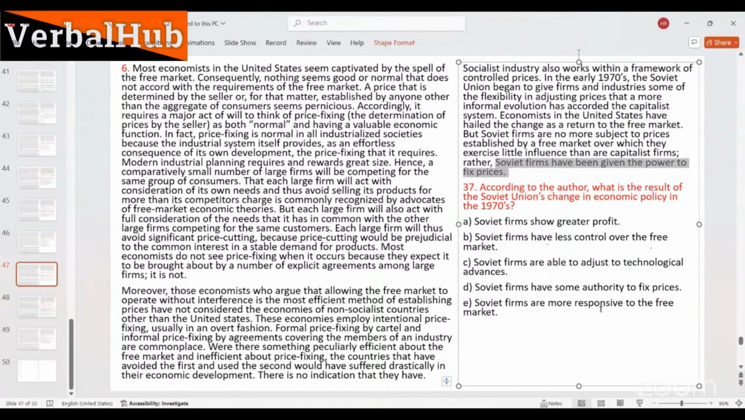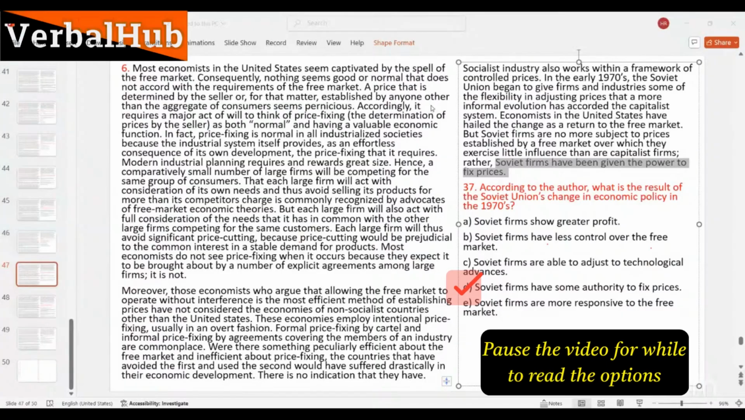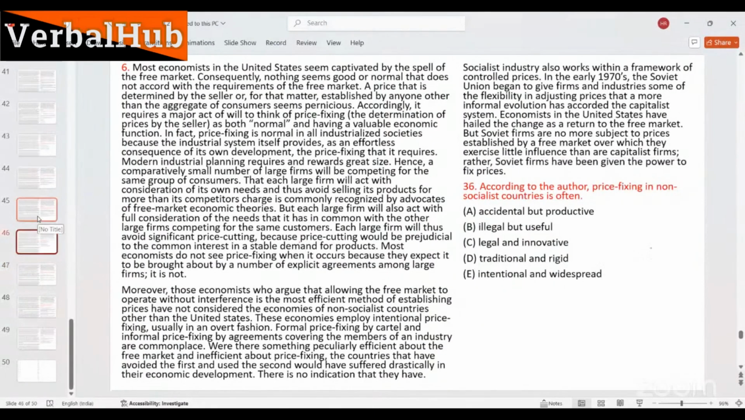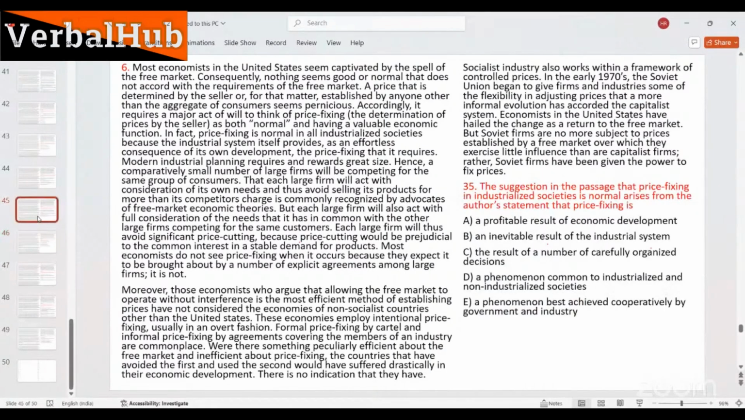Look here. Right there. And look, copy paste. Just check: what was the effect of 1970? Soviet firms have been given the power to fix prices. So that was the 1970 effect. Got it? Which is the answer? Yeah, simple copy paste. D. So such a question, called a specific question, global question, or reasoning question, is quite easy. Why? Because it is directly given.